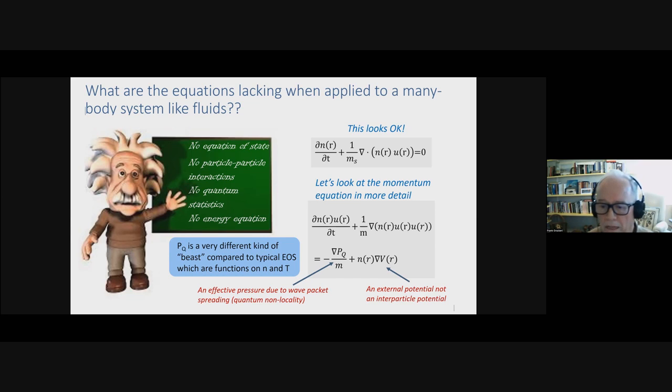The gradient of a potential is an external potential. It's not an interparticle potential. And again, the pressure term is due to wave packet spreading. It's not due to some sort of equation of state due to a collection of particles.